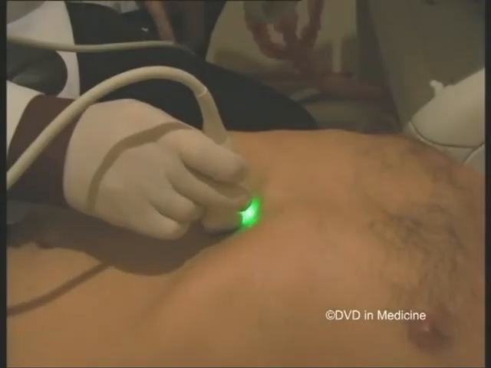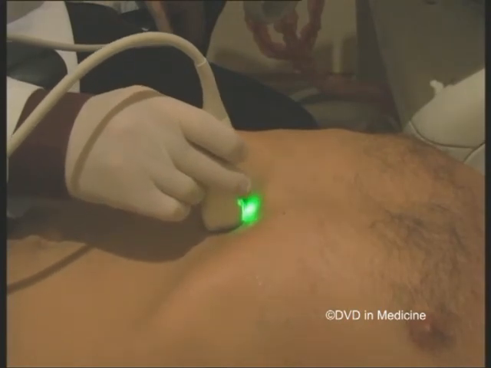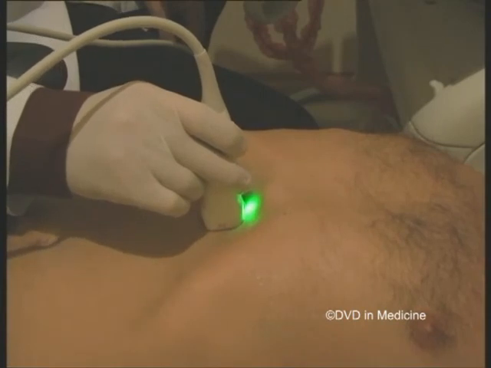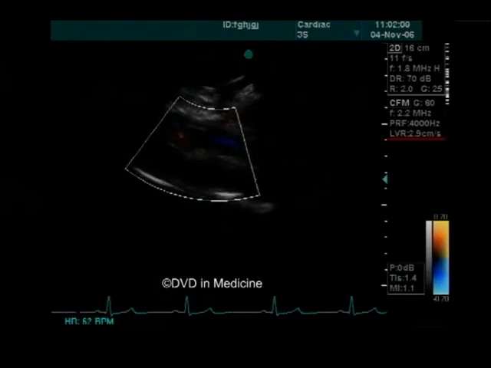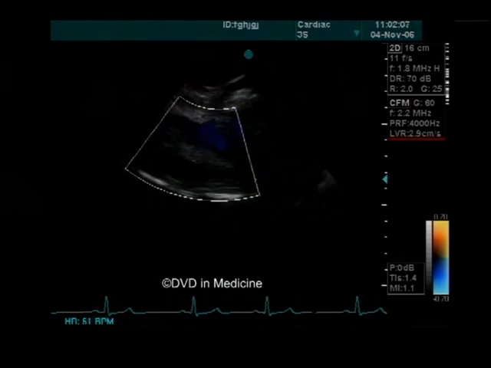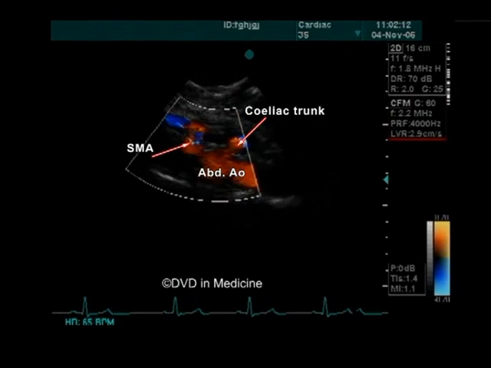If one places the transducer in the epigastric area and the scanning plane is directed sagittally and then angled to the left, one will obtain the image of the abdominal aorta in long axis. One can see characteristic aortic pulsations and anteriorly see the superior mesenteric artery that branches from the aorta. After branching from the aorta, the superior mesenteric artery immediately descends parallel to the aorta.